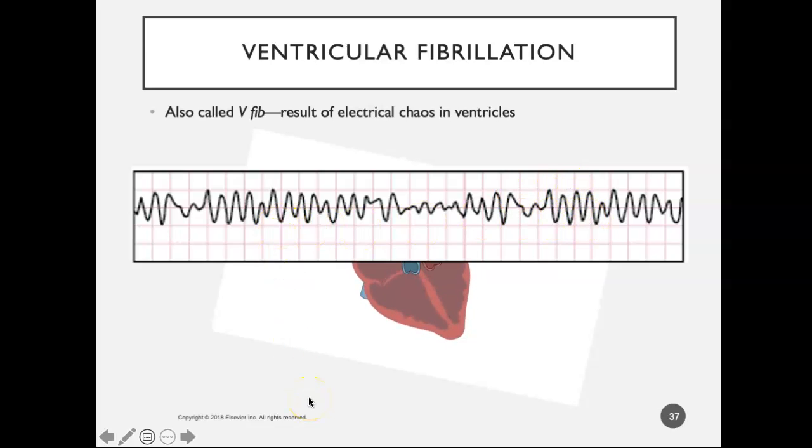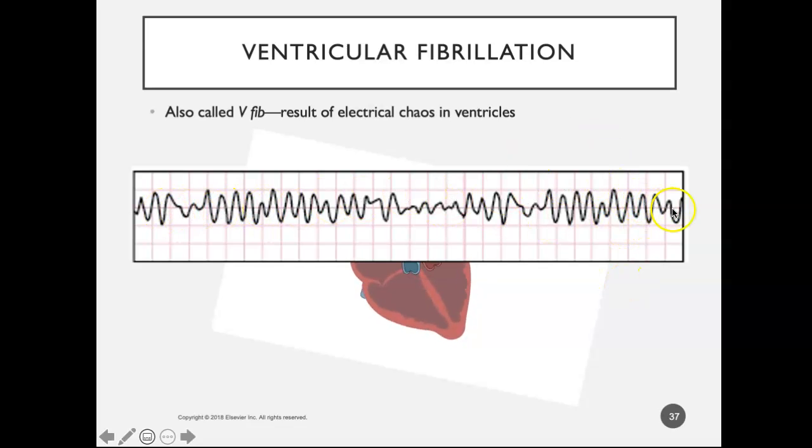Also called VFib, just lots of chaos in the ventricles. This client is going to need CPR and immediate shock, if they can get a shock as soon as possible. This rhythm, kind of consider it like a battery that's going dead. The longer you have this, eventually the impulse will wane down. And once you lose that electrical activity in the heart, it's almost impossible to get back. So this is why these clients need shocked as soon as possible.